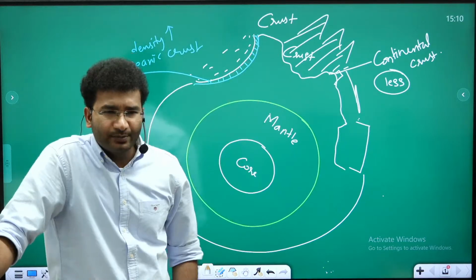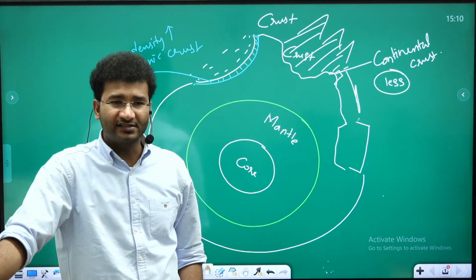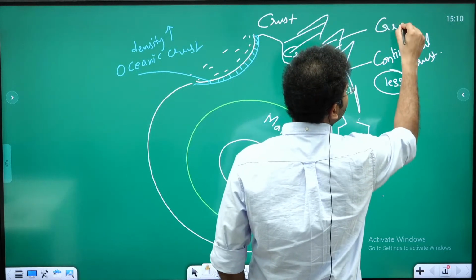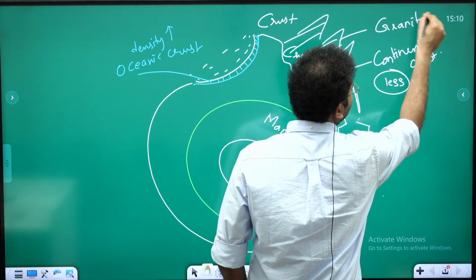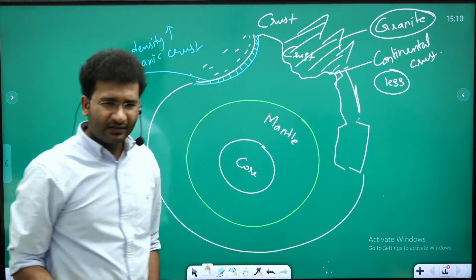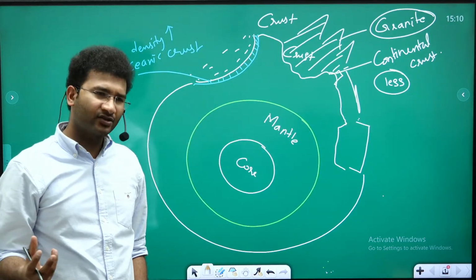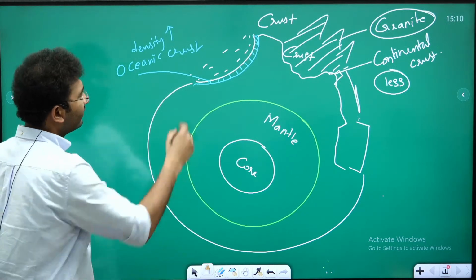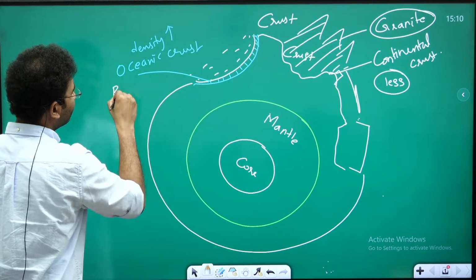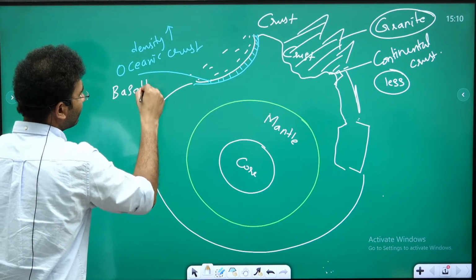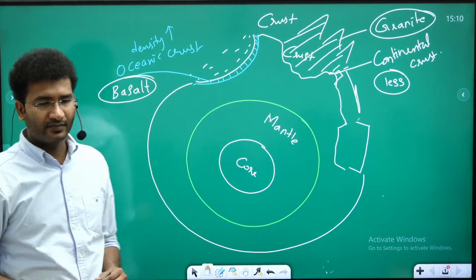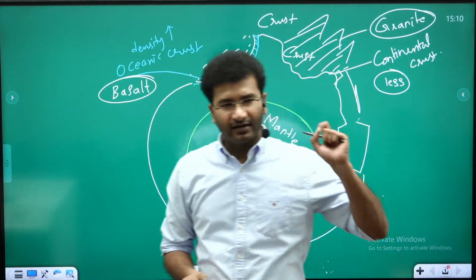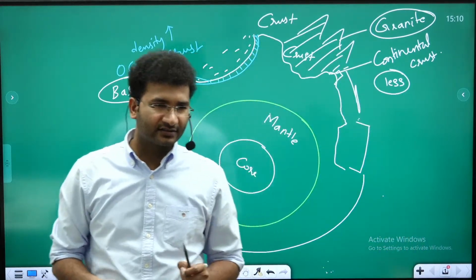Now what are these materials made up of? This is made up of granite. Okay? And other different materials are there, igneous rocks, that I'll tell you in detail in the further classes. Now broadly, this material is made up of basalt. Right? So basalt has higher density and granite has less density.